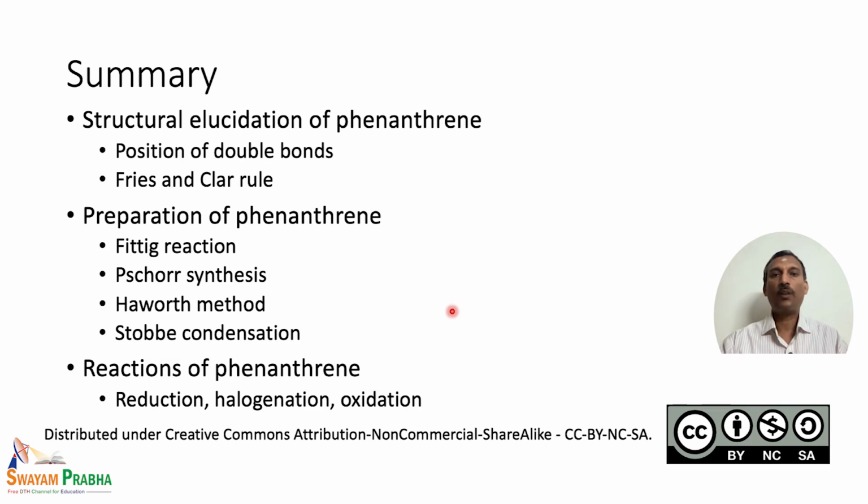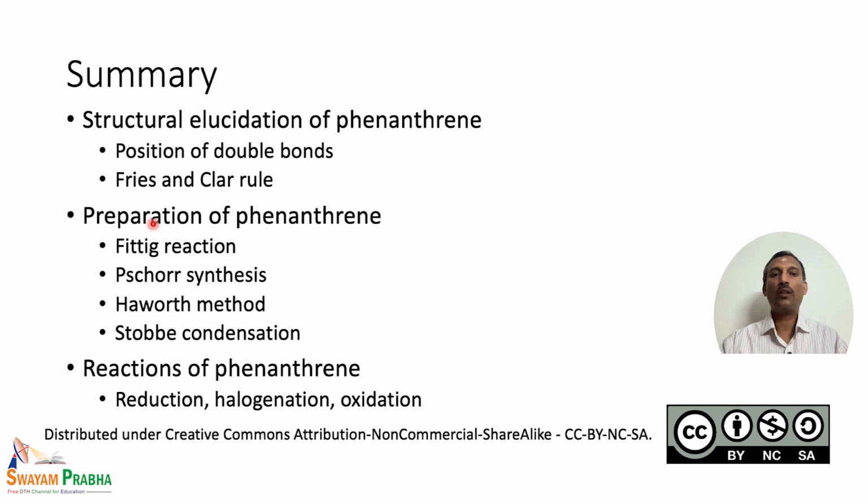Let us recap in the summary what we have studied so far. We have studied the structural elucidation of phenanthrene: what is the molecular formula of phenanthrene, how many rings are present, and whether they are connected in an angular fashion or linear fashion. We have also studied the position of various double bonds, how many resonance structures are possible, and how many Fries structures and Clark structures are possible for phenanthrene. Based on that, we also deduced the highly reactive site for phenanthrene.